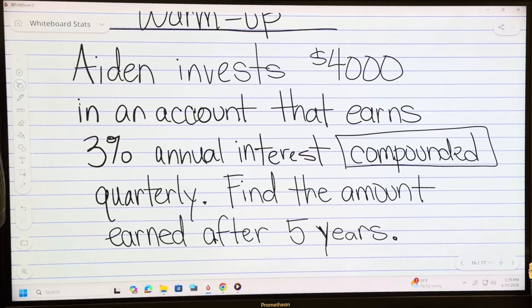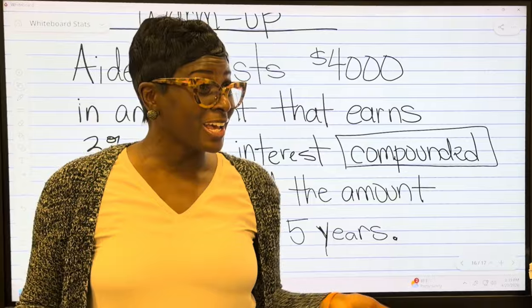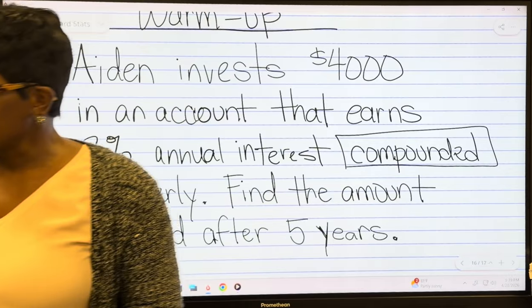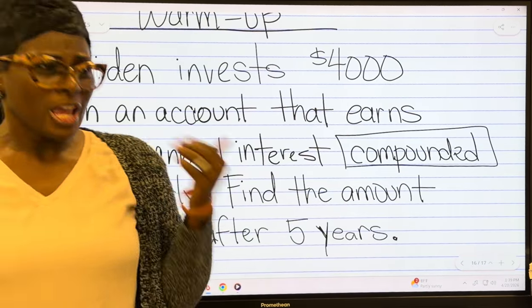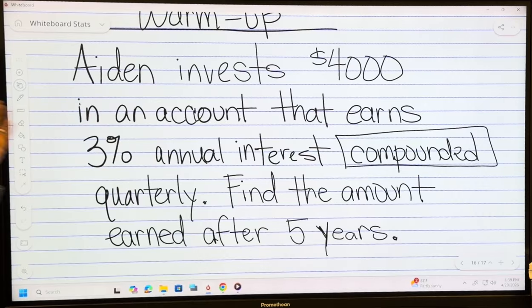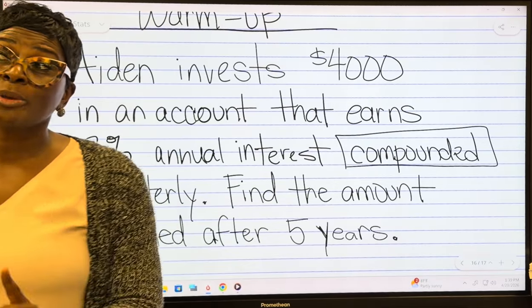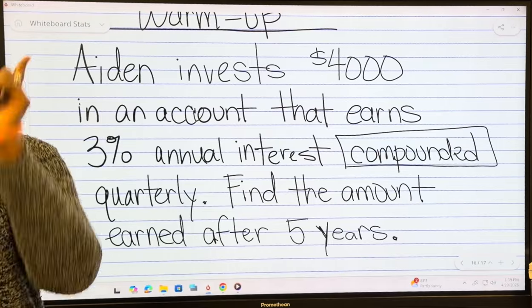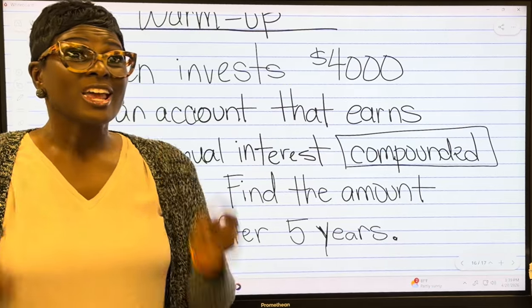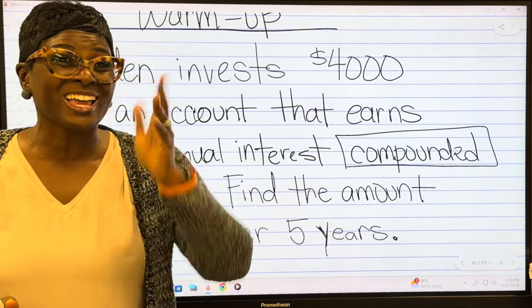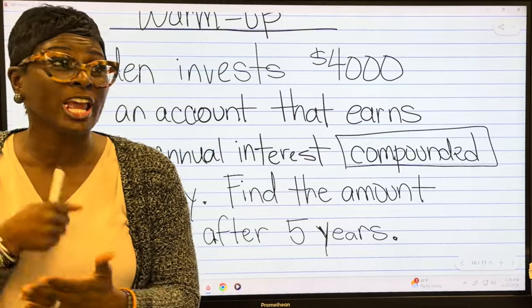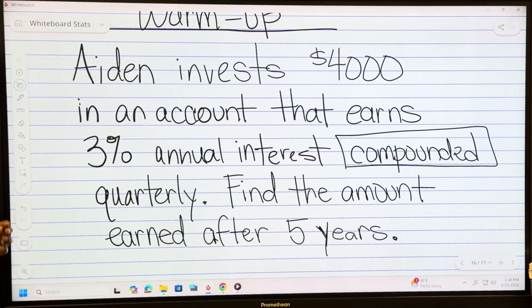Aiden is investing what? $4,000. What does that $4,000 represent in our problem? His initial value and it is his principal. Very good. What type of account is this money being invested in? Compound, which means he's going to earn interest on his interest. Not just on the initial amount that he gives them. He's going to earn interest on the interest.